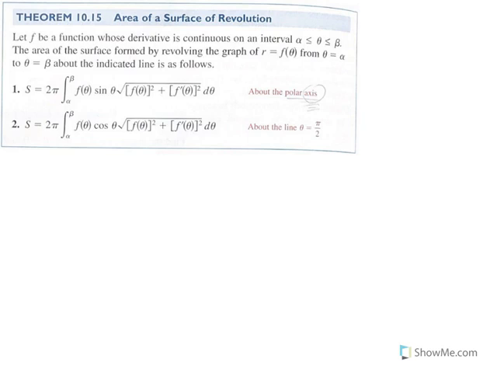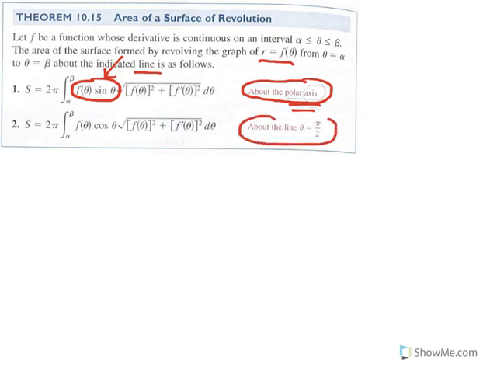Let f be a function whose derivative is continuous on an interval from alpha to beta. The area of the surface formed by revolving the graph of r equals f of theta from theta equals alpha to theta equals beta about the indicated axis of revolution. If you have the polar axis of revolution, here's the integration formula, and of course this is telling us the distance from the polar axis to a point on the curve.